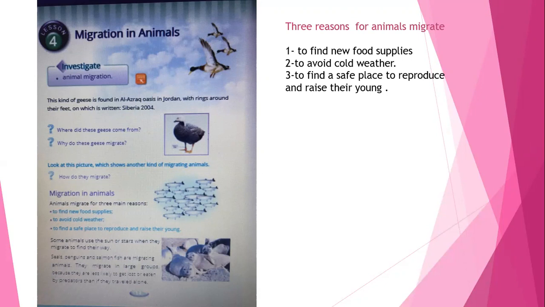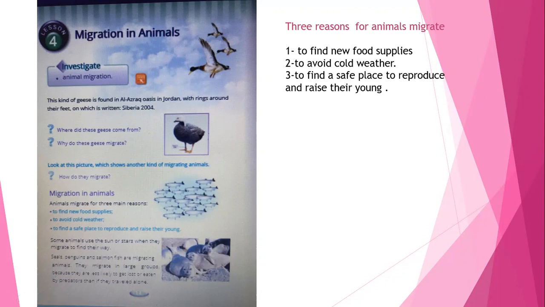Okay, so here, teacher, we have some animals. They use the sun or stars when they migrate to find their way. So if they travel in the morning, they use the sun. If they travel in the evening, they use the stars to find the way.